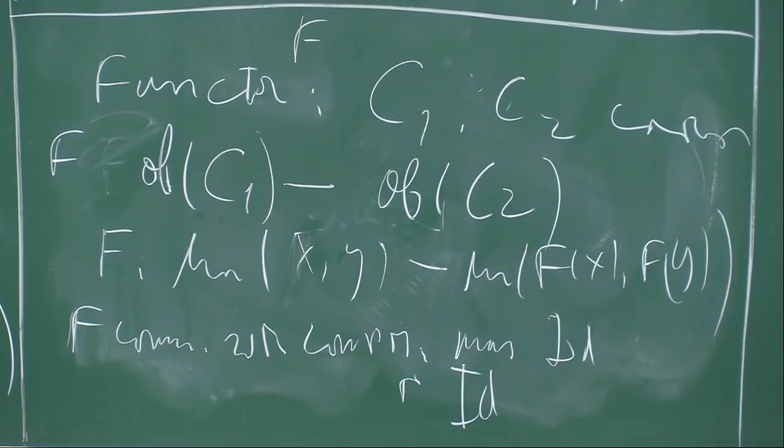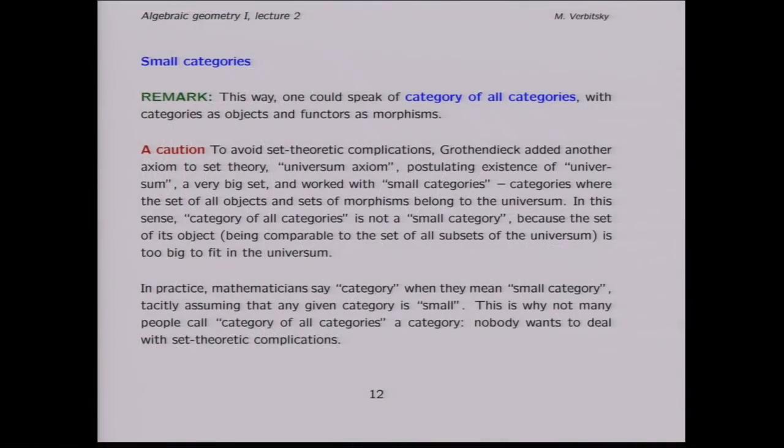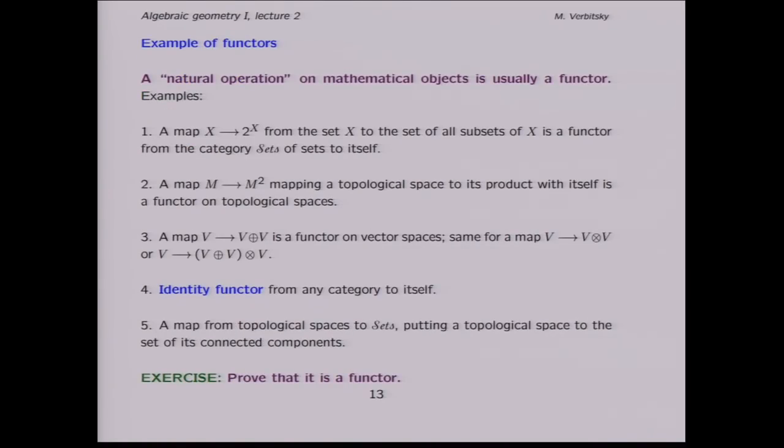OK. Yeah. So how do you define equivalence? Probably it's the next slide, equivalence of categories. Yeah. No. I should tell you.